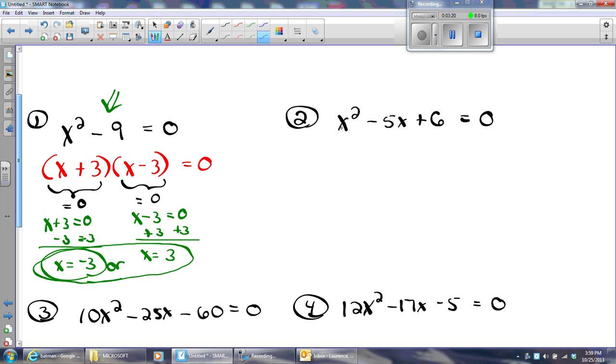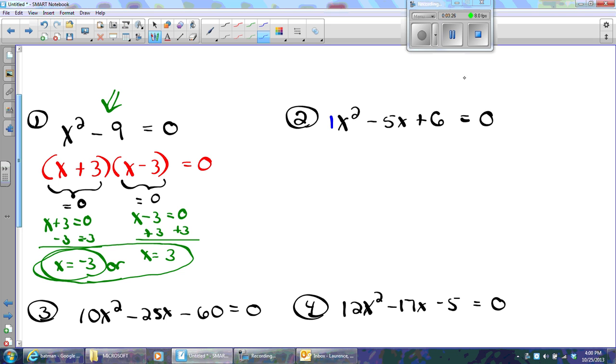I've got a trinomial. It's not one of my special patterns. I'm going to look here. I need 6 times 1, right? I need 2 factors of 6 that add to get negative 5. Well, looks like a negative 2 and a negative 3, right? So I'm going to go x squared minus 2x minus 3x plus 6 equals 0. I'll do my little grouping thing just like this.